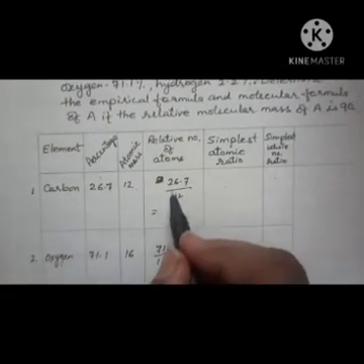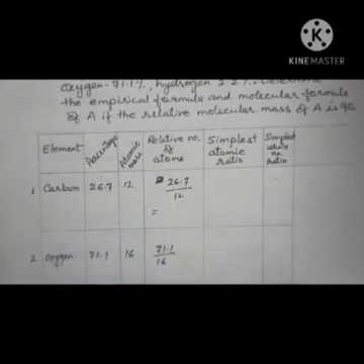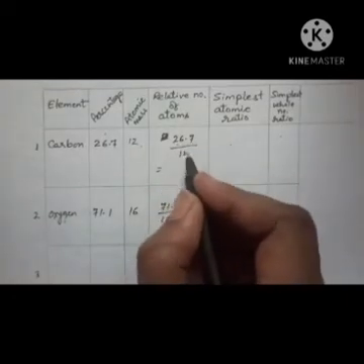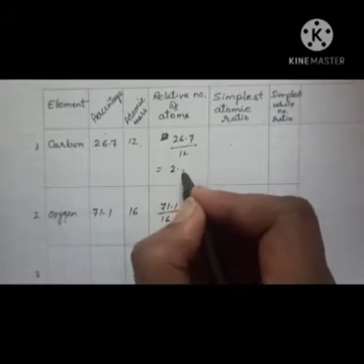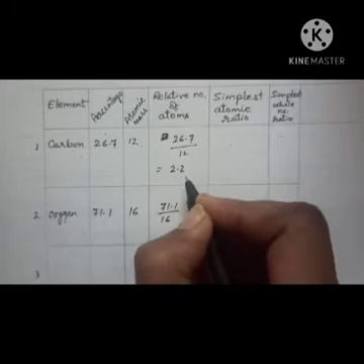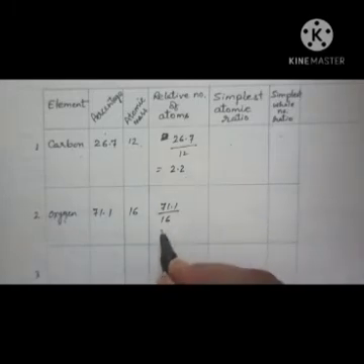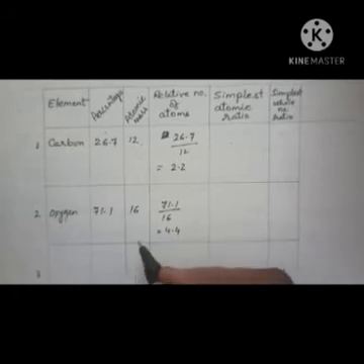Okay, then first we find out the simplest atomic ratio. When you divide 26.7 by 12, you get the answer 2.2. Okay, then next is 71.1 divided by 16. 16 fours are 64, and then again it will come to 4.4. Right? Now come to the third one.